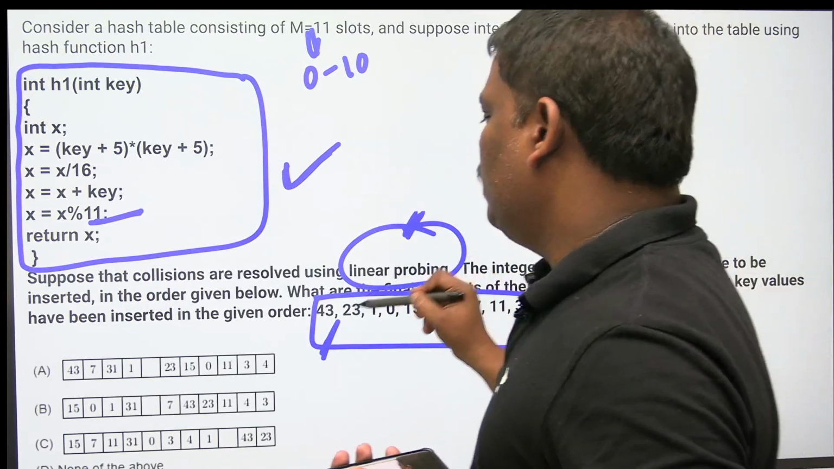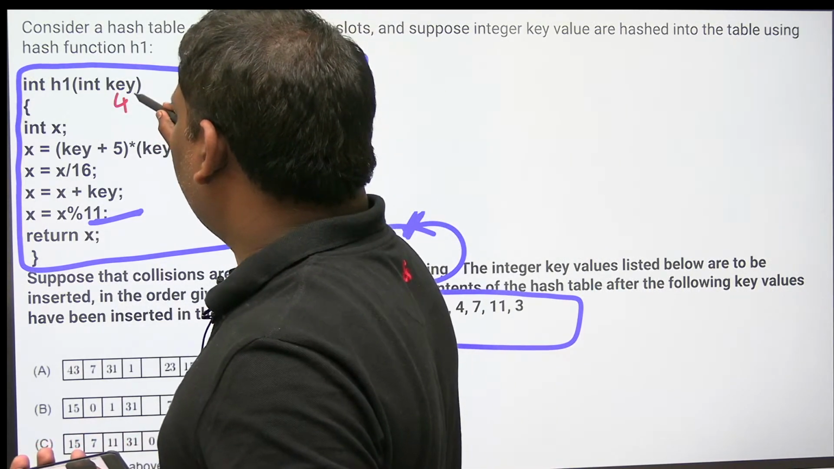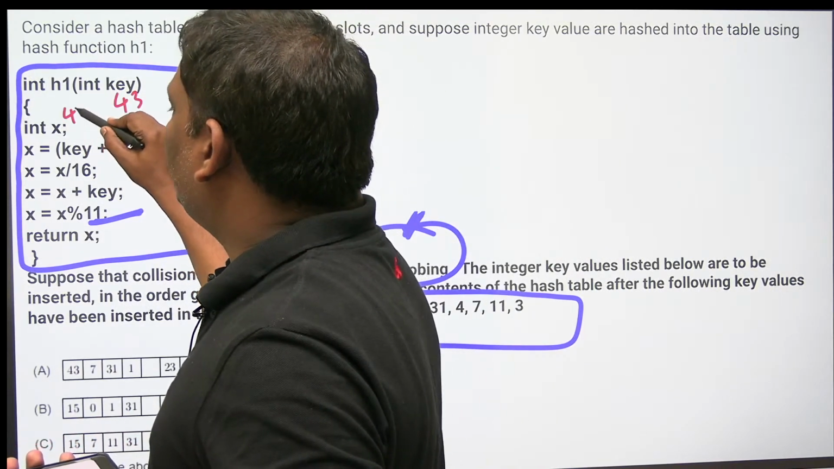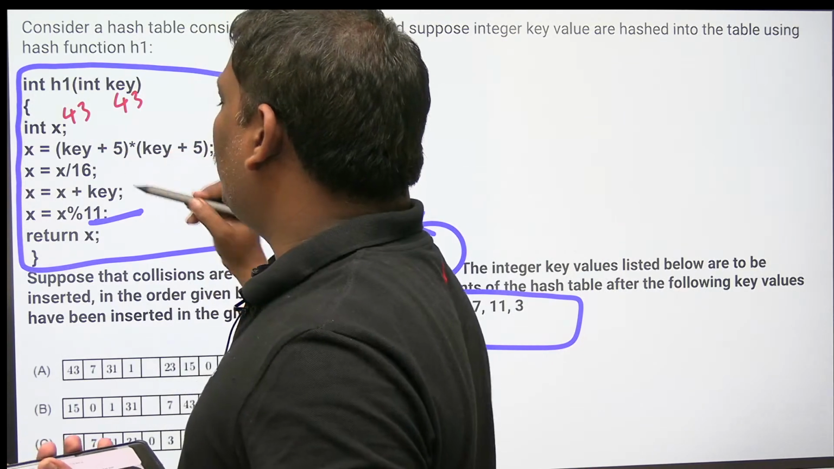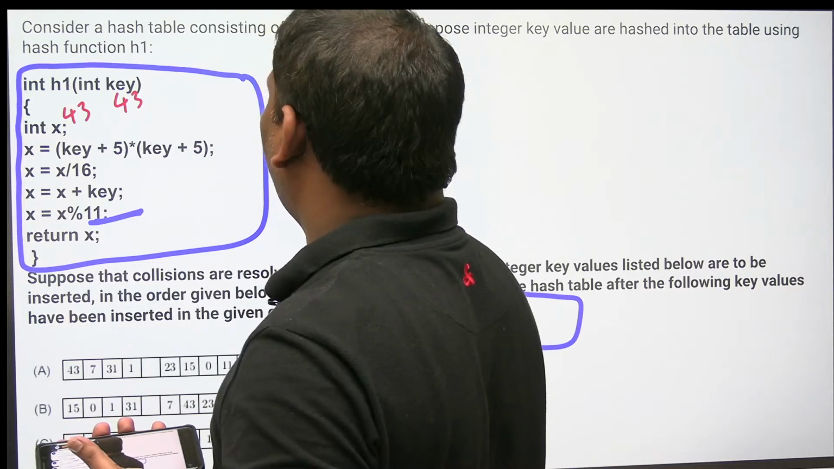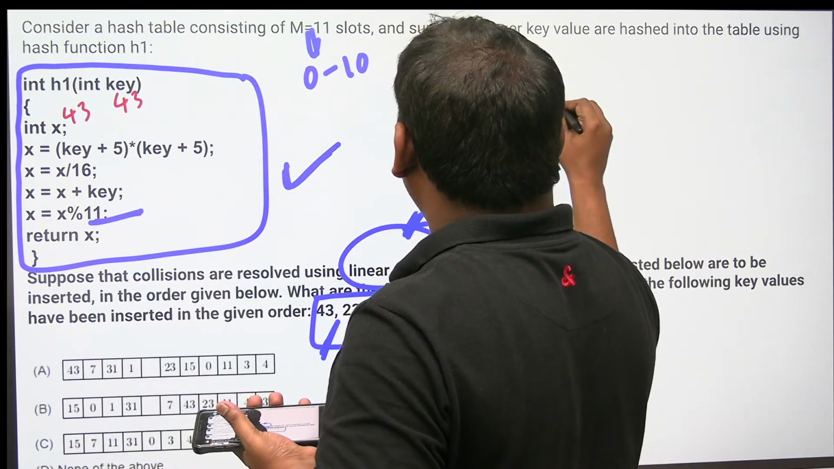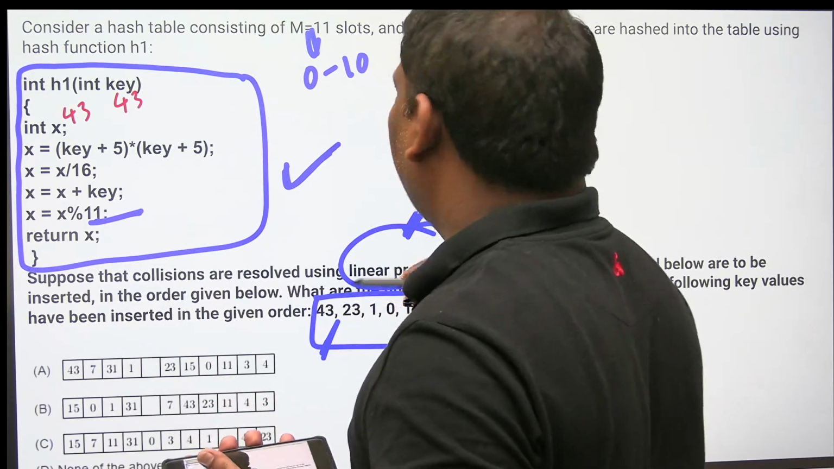Let's start. 43. Initially the table is empty, so 43 is inserted first. Key is 43. X is 43, so key plus 5: 43 plus 5 is 48. X is 48 into 48. Fine. Next line. X by 16.